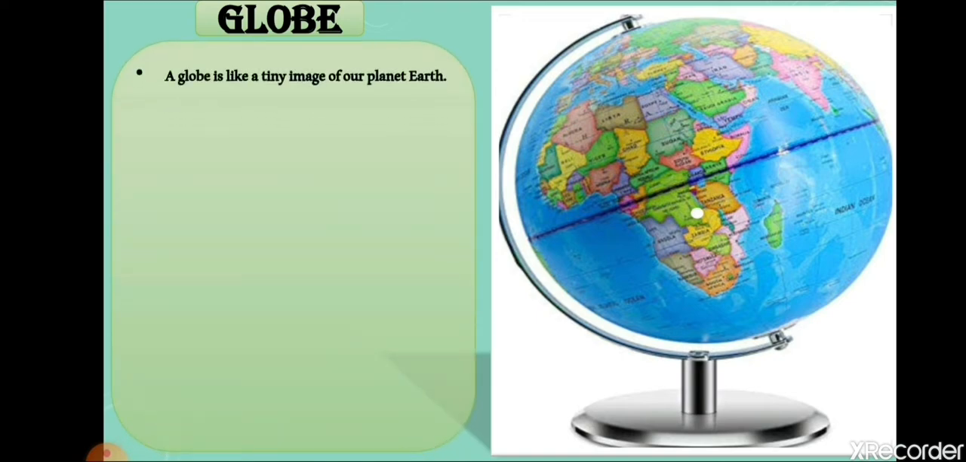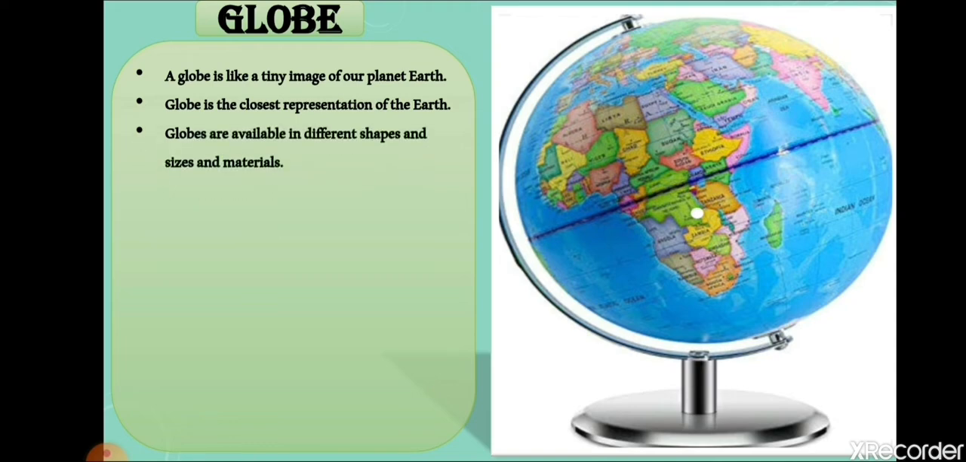Now, let's have a look. A globe is like a tiny image of planet Earth. A globe is the closest representation of the Earth. Exactly like this, our Earth also looks. Globes are available in different shapes, sizes and materials. We can see globes in different sizes. Some are big ones which cannot be carried easily. Some are pocket globes that can be kept in the pocket and we can take them to any place.